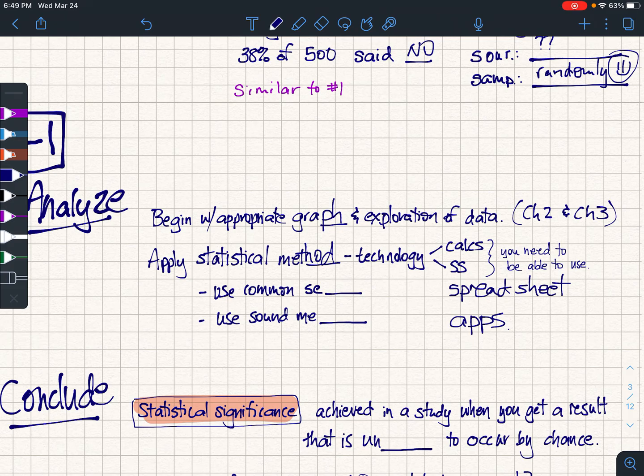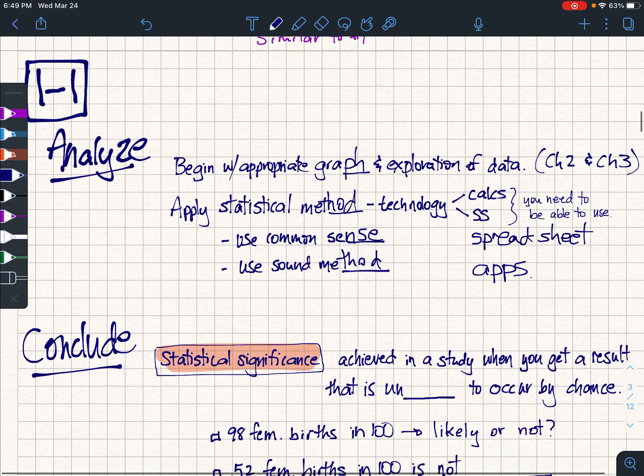But what we want to make sure is that whatever techniques we use, number one, they appeal to our common sense, right? We've got to understand these methodologies and these graphs. If they don't, we shouldn't be using them. And finally, the methods that we use need to be sound, which means they've got to be approved. We can't come up with our own techniques. All right, so that's the analyze part.